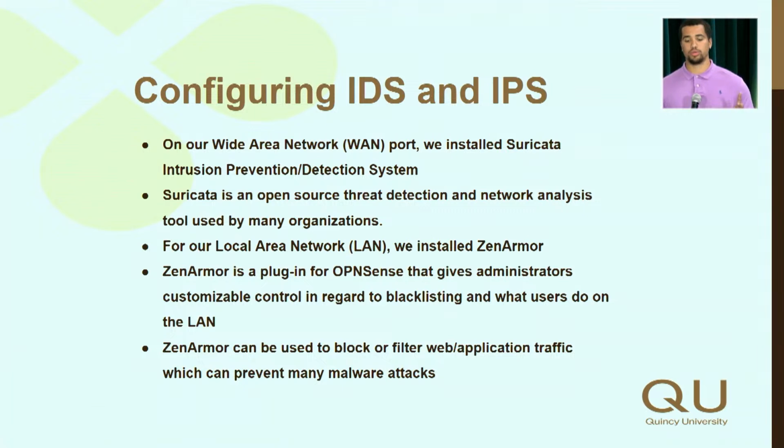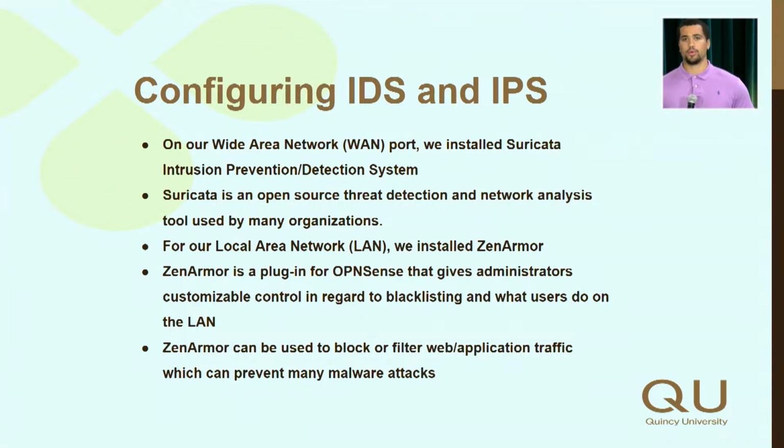So we have two ports, the first being the WAN port, which is the wide area network. It's all the internet traffic that is outside of your Wi-Fi, outside of your Ethernet connection. And then we installed Suricata on that, which is an intrusion prevention and detection system. Suricata is open source and a threat detection and network analysis tool used by many organizations, and is very popular.